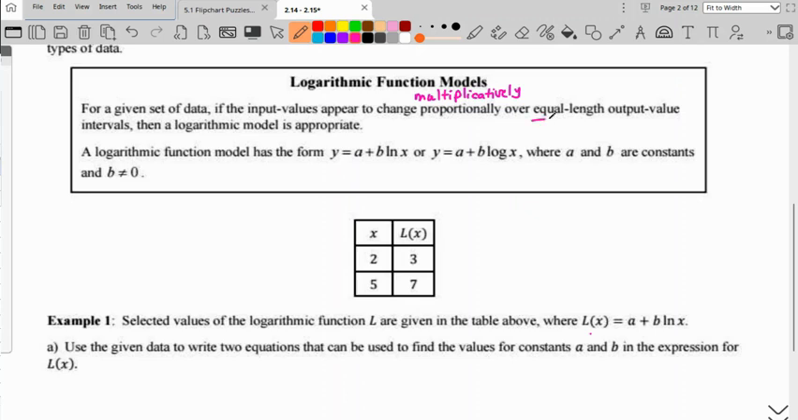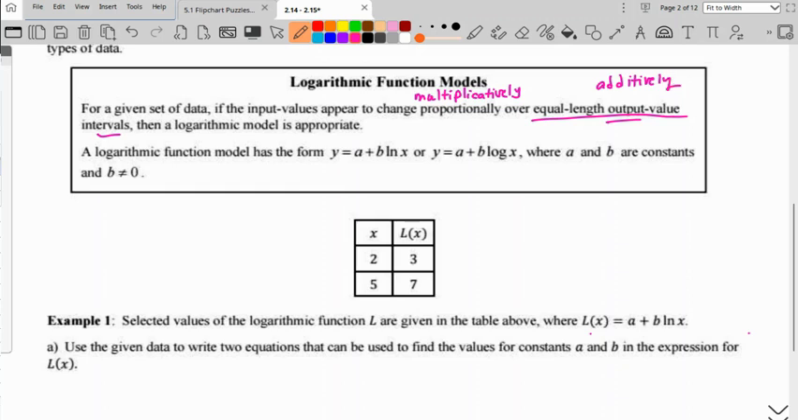Over equal length output value intervals. Okay, what does that mean? Equal length output value intervals. That means my output is changing additively, because when they're equal length, you're adding the same number each time, additively. Okay, then a logarithmic model is appropriate.